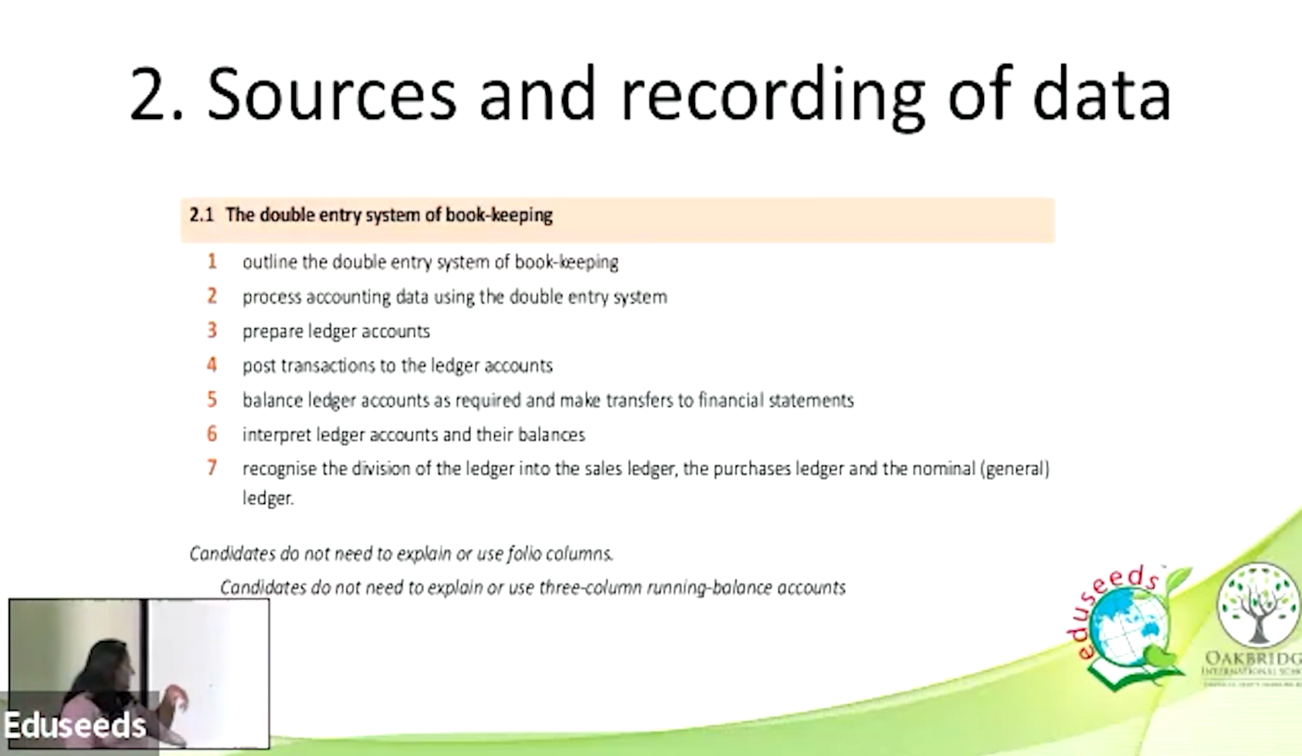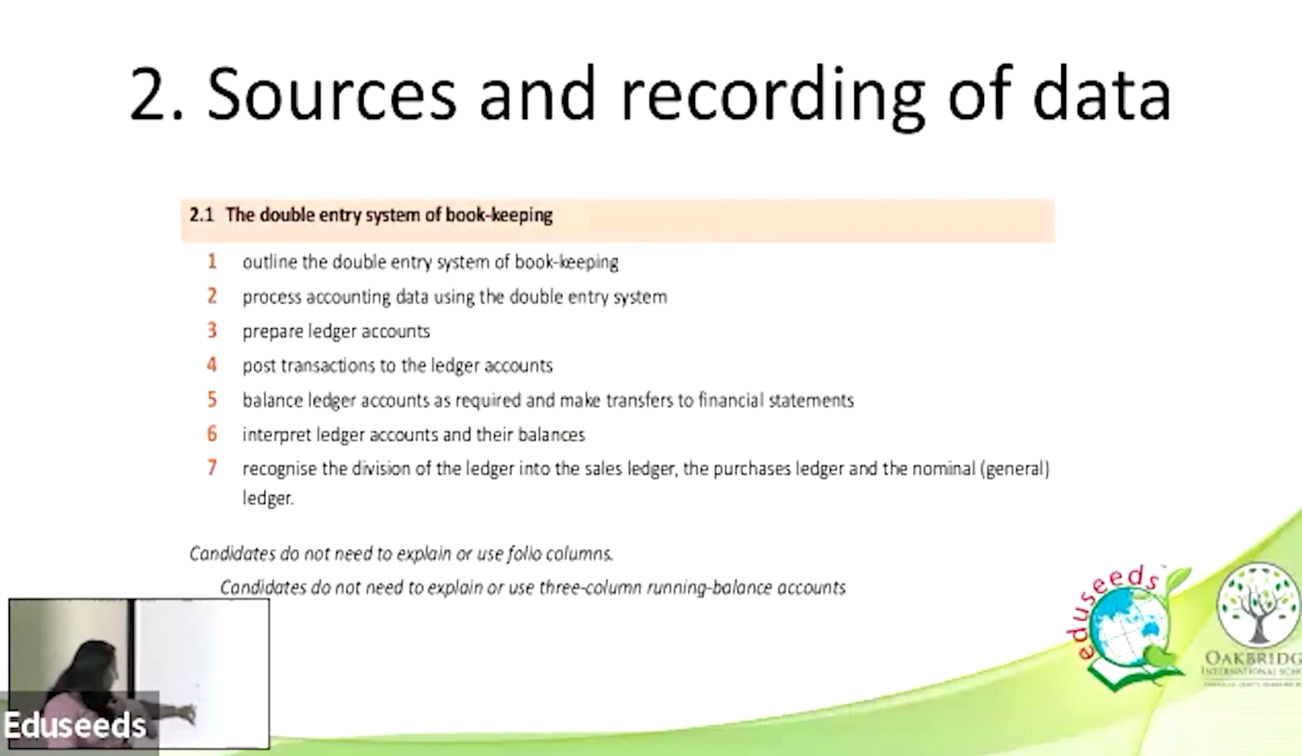So outline the double entry system of bookkeeping. When you say double entry, meaning I'll have debit and also credit. All right? So prepare the ledger accounts, post the ledger accounts, interpret the ledger accounts, and so on, yeah? So that means basically in bookkeeping, we have journals, we have ledgers, and what do we do after that? We close the ledgers and bring it to our trial balance. We balance our trial balance.